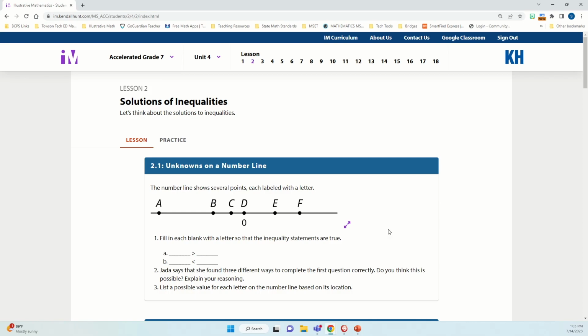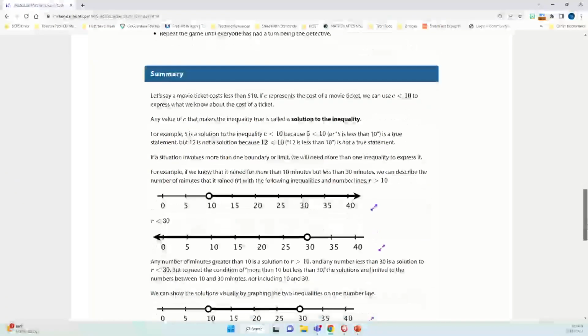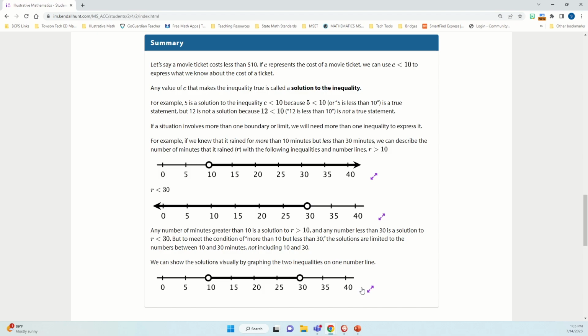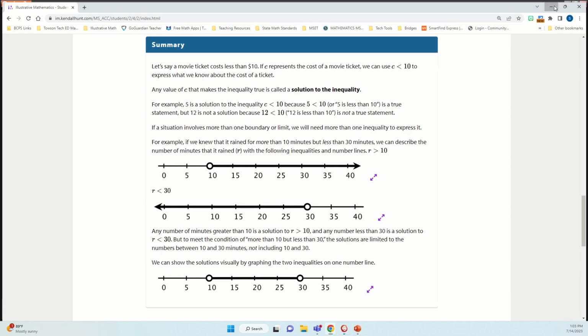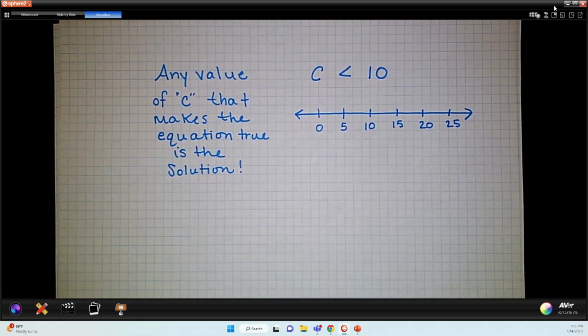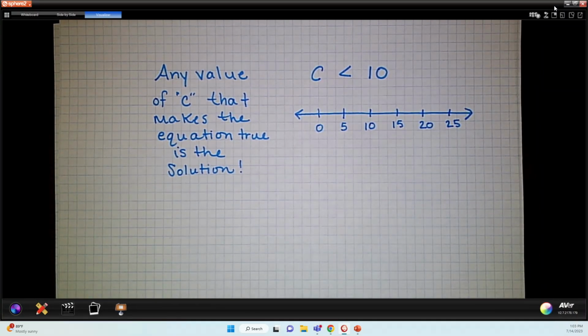The examples that I'm going to use in this part of the video are coming from the lessons 1 and 2 lesson summary. If you scroll down to the bottom, you can see the lesson summary, and I'm going to go over the examples that are here in Illustrative Math. Okay, so when we're talking about inequalities, we refer to any value of the variable that makes the inequality true. That would be the solution.